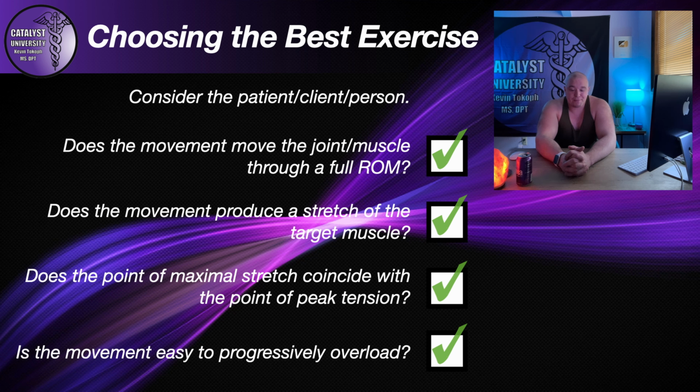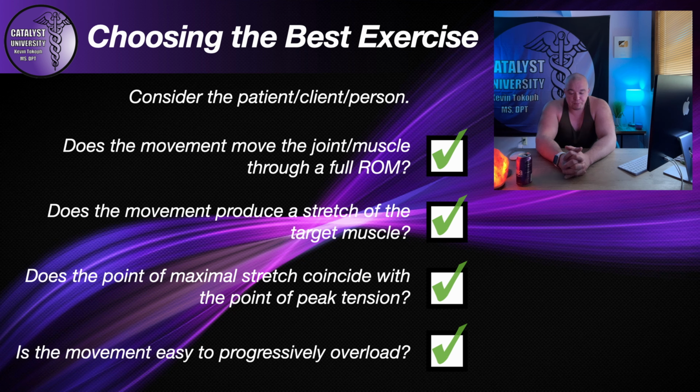Part B is we want to get a stretch on the target muscle at some point in the movement, okay? That means when we're moving through the range of motion, we want that muscle to be stretched as much as possible, okay? Part C, we want that exercise to be easy to progressively overload. Not all exercises are easy to progressively overload. A sit-up or a crunch is kind of difficult to progressively overload, especially through a full range of motion.